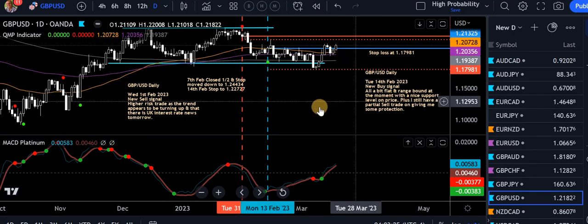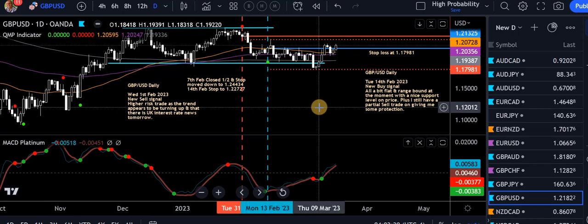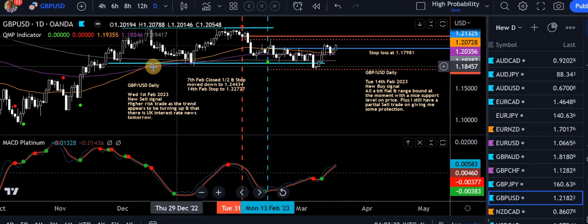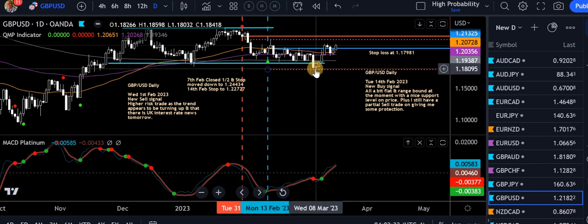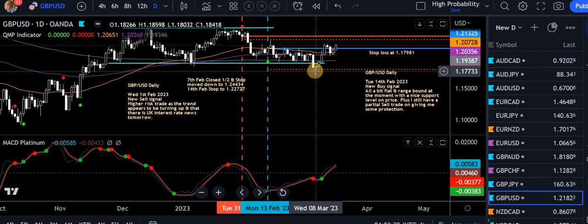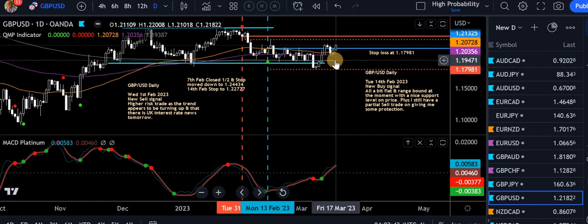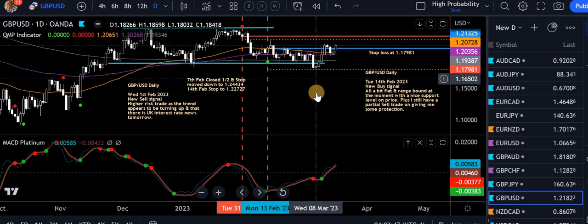Now, where did I take this? 14th of Feb. There. Came very close to my stop. Very close. Had this support level here, just broke through a little bit, then bounced straight back up. Very close to the stop. I think I mentioned that in last week's video, covered in pips. And now we're heading up above the entry level, so it eventually got there. We're in the right direction. Still this support level here.